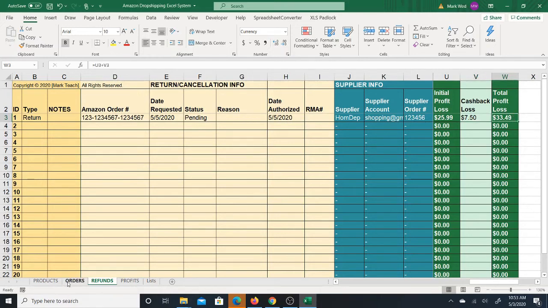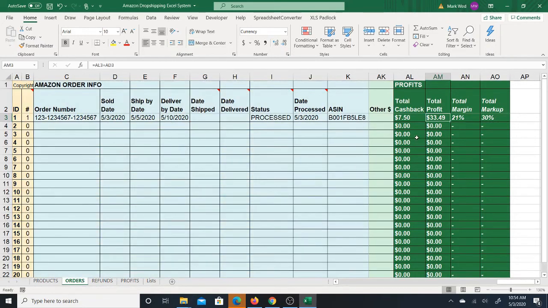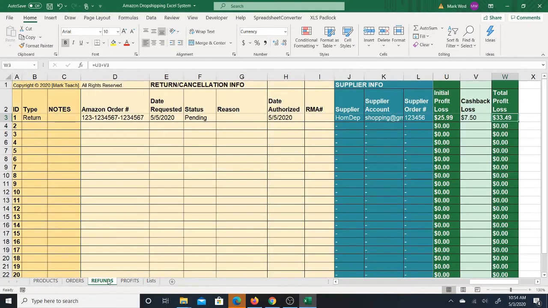But guess what? That is equivalent, because again, it's exactly the same as my total profit on the order sheet, because I'm taking back out exactly what was put in. It was $750 in, I'm taking $750 out for profit loss, right? Cashback loss. So that's why it's the same.